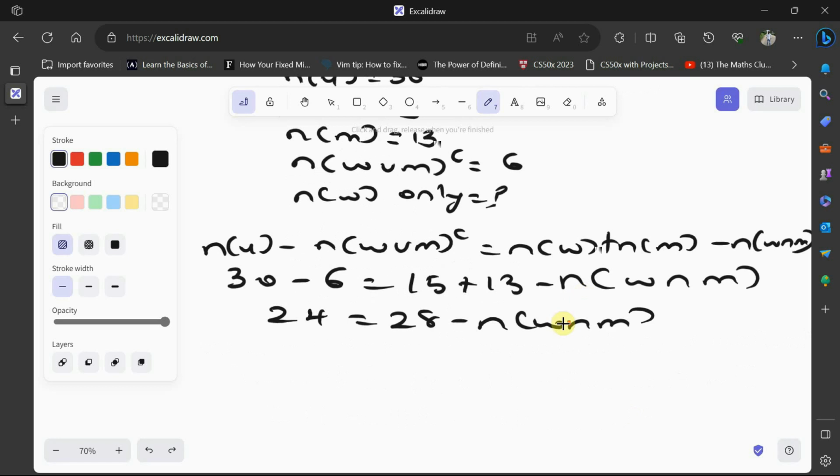So if I carry over like terms, I could take this one to the other side, then take this one to the other side. So that would be n(W intersection M) is equal to 28, and if I bring this 24 to the other side, that will be minus 24. So at the end of the day, the number of people that study woodwork and metalwork is 4, right?